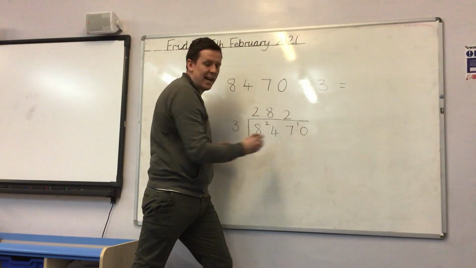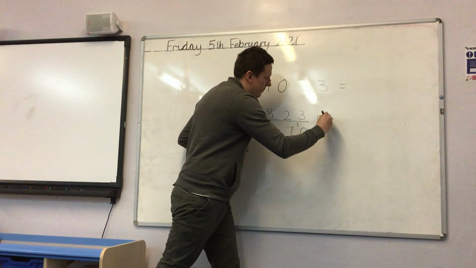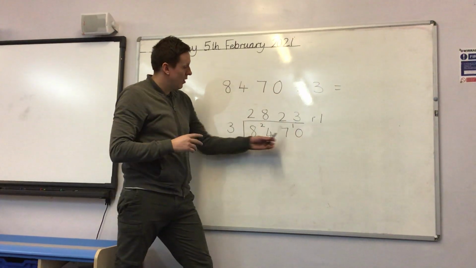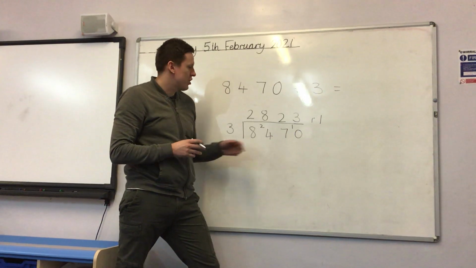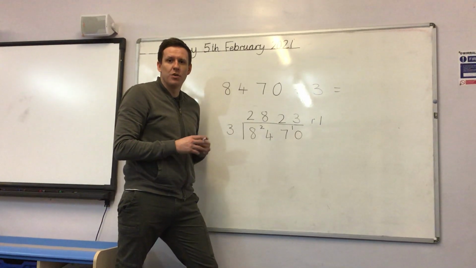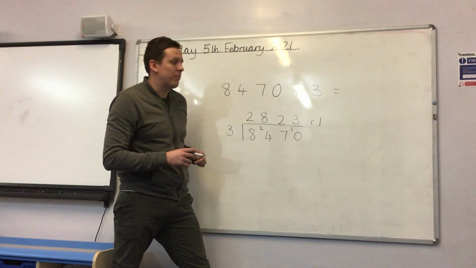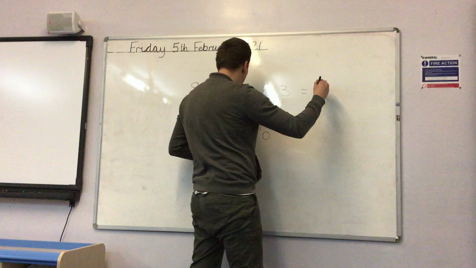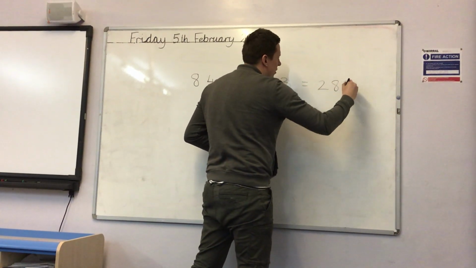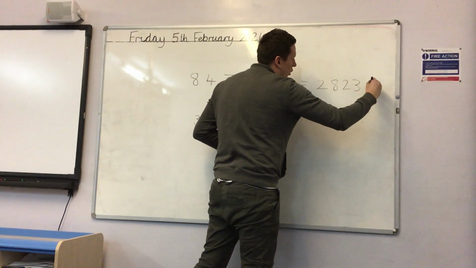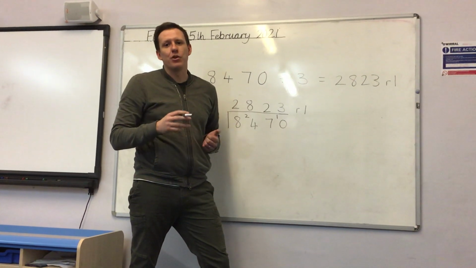How many 3s go into 10? And it is 3, remainder 1. 3 3s are 9, we have 1 left over. So you'll have some questions that we've posted online, some that will give rise to remainders, some that won't. So I must remember to write my quotient, that's the answer part of my question, up here above the original calculation. So the answer, 2,823, remainder 1.